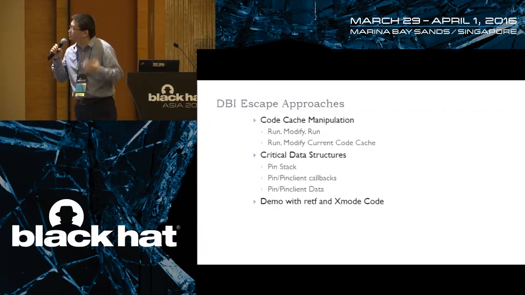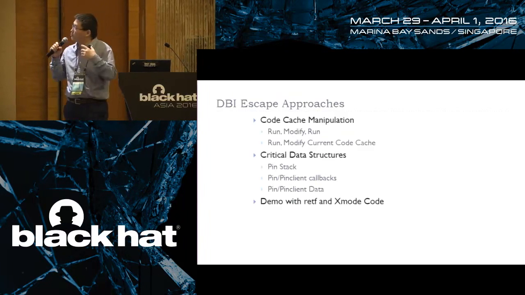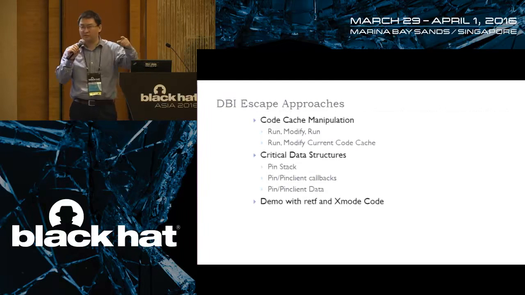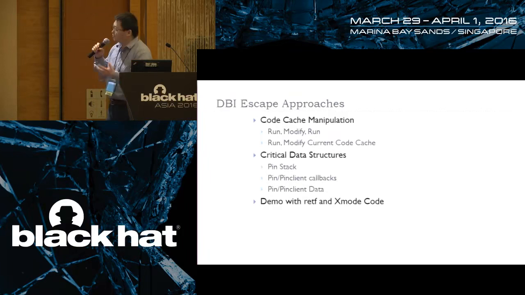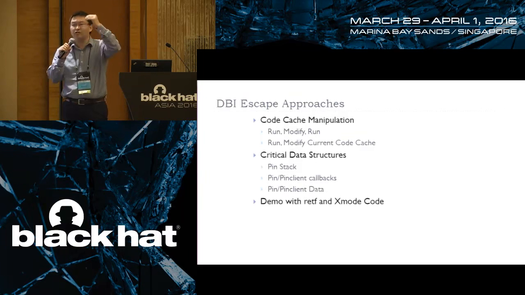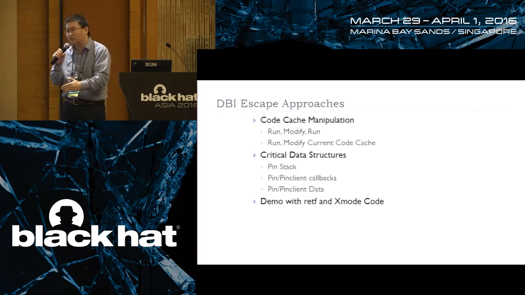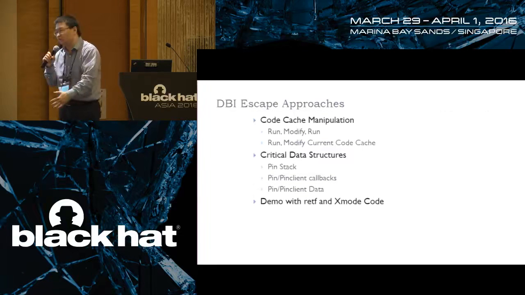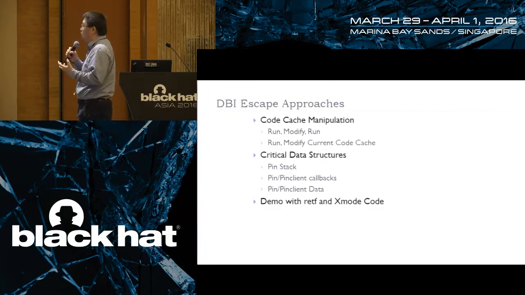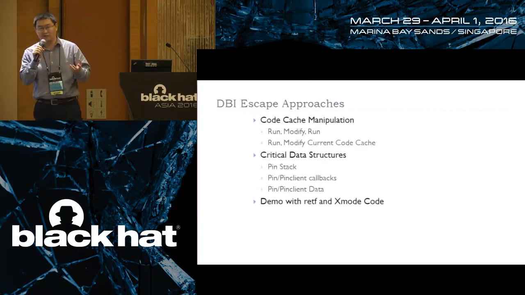So the first one is the code cache. We want to do code cache manipulation. You run some code, then you use other code to check the code cache, monitor it, modify it, then run again, and then probably you take over. And also you can have code running in the code cache that addresses the current code cache, then modifies the following code. Once you call into the following code, you take over, right? So that's another approach.